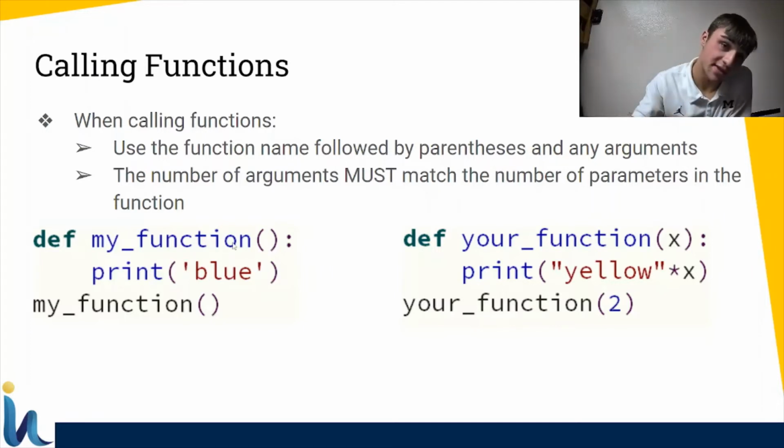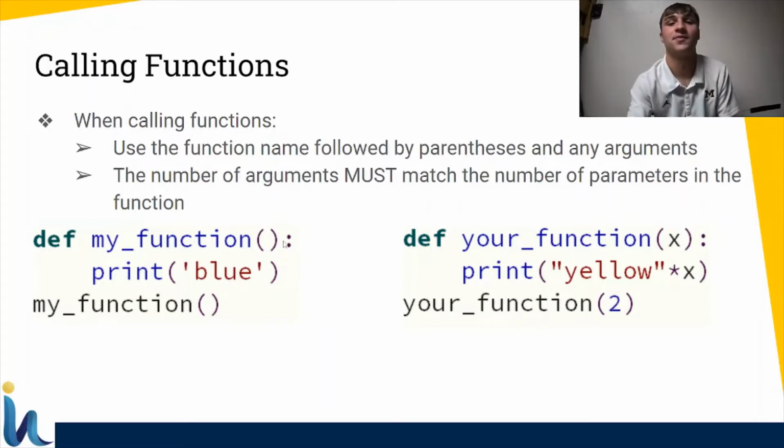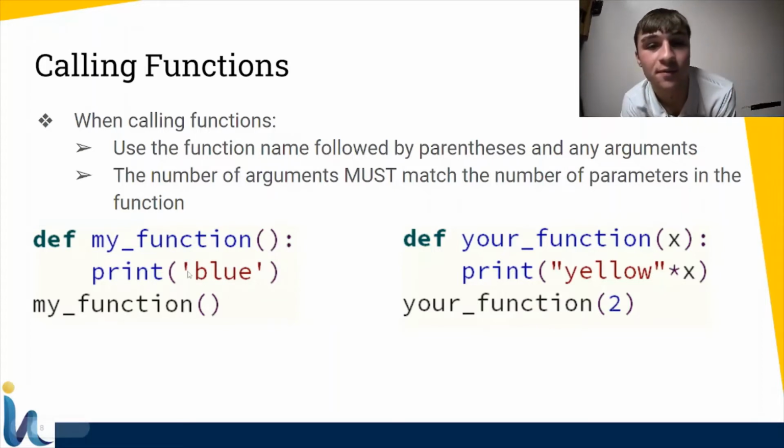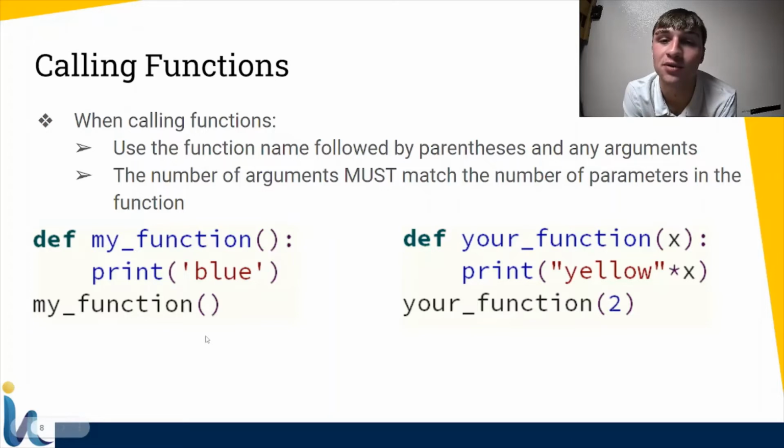So for example, my function is defined using the def keyword. We have the underscore because that's best practices with the lowercase, and we have 0 arguments. And you got the colon, and all the function does is print the word blue. So when we call the function, the interface will just print blue.